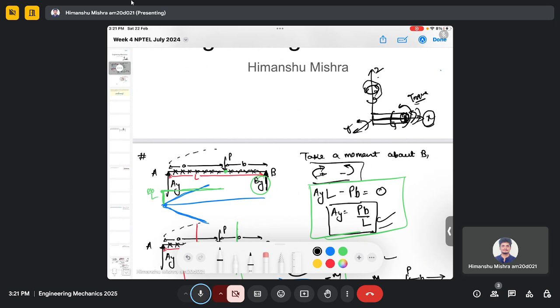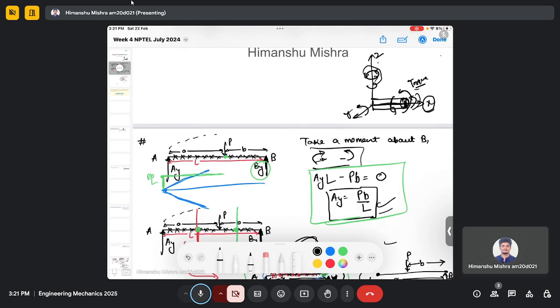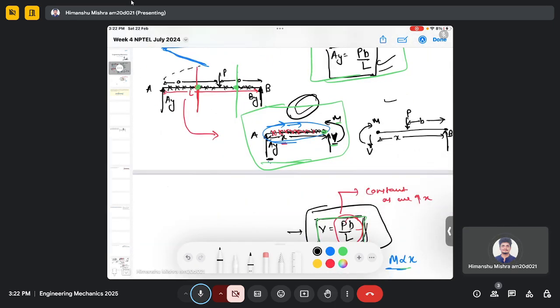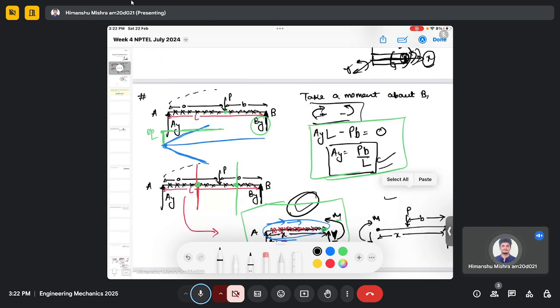Okay, thank you. Also, according to your problem, that force P is at a distance A. Usually, when a force P is acting at a point A, the more the distance, the more the moment, right? So in this case, the moment is maximum where the force is.